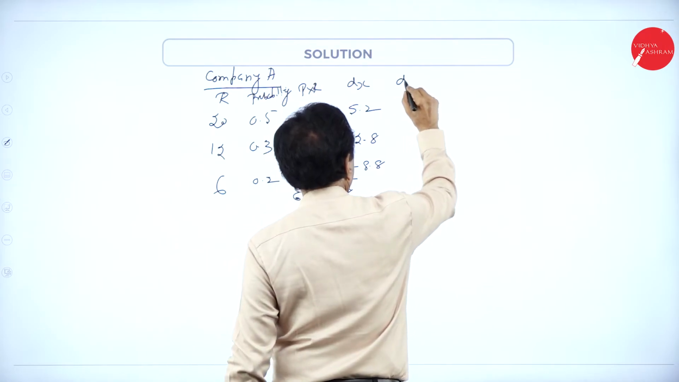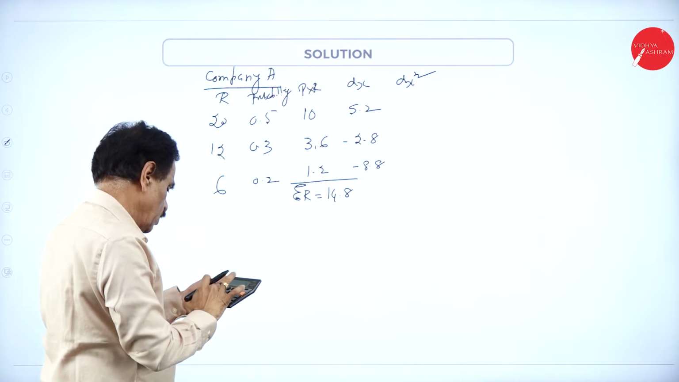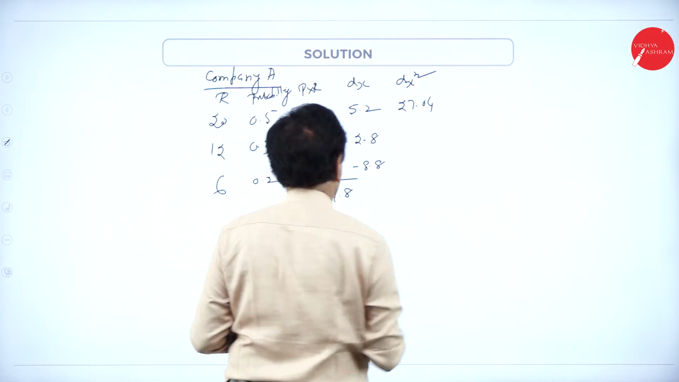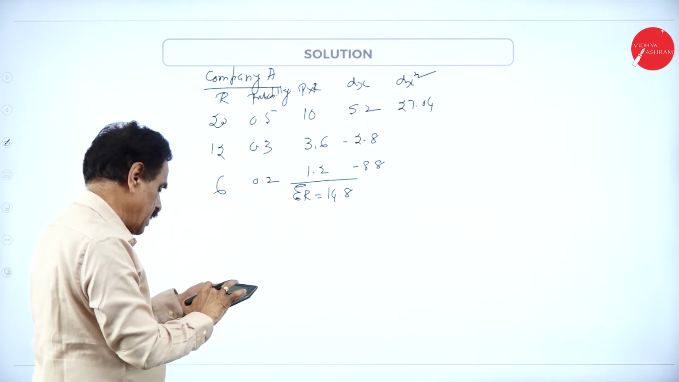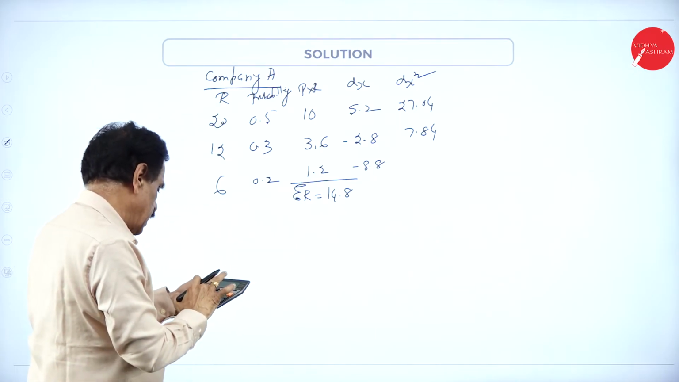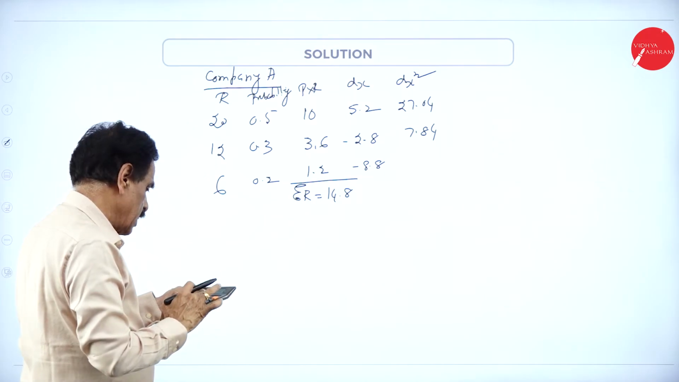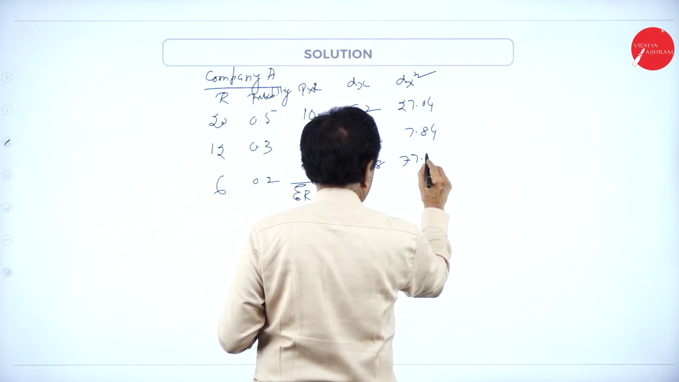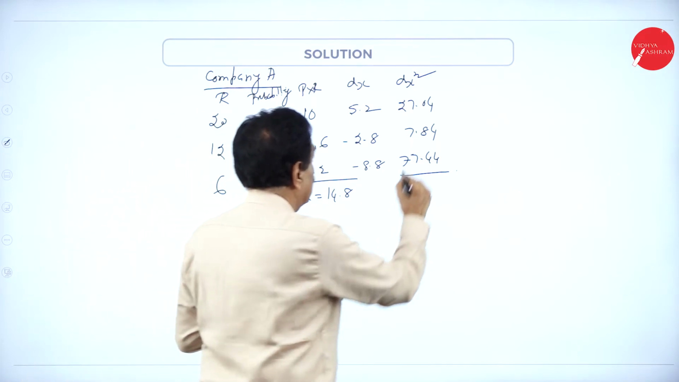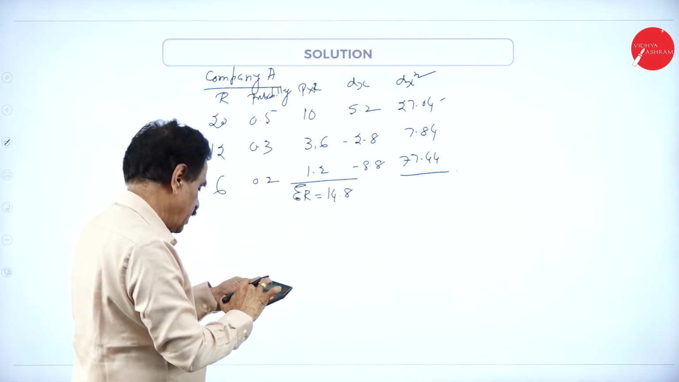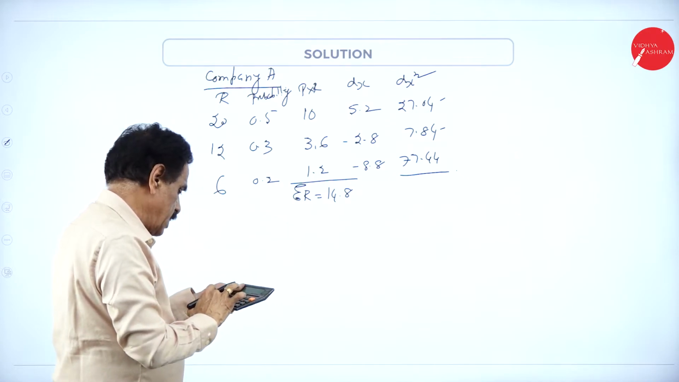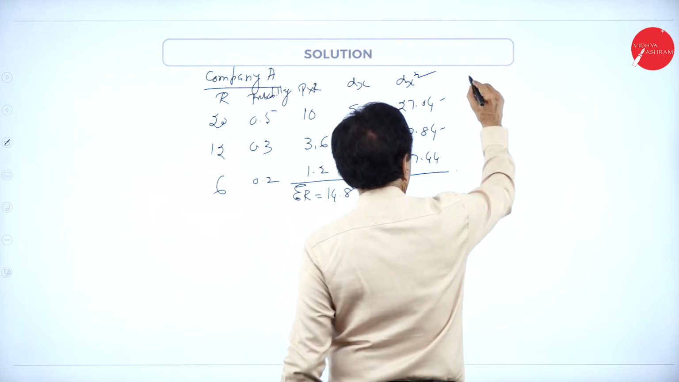Square of this, dx square. 5.2 into 5.2 is 27.04. Then 2.8 into 2.8 is 7.84. 8.8 into 8.8 is 77.44. We'll go once again. 5.2 into 5.2 is 27.04, correct. 2.8 into 2.8 is 7.84, correct. 8.8 into 8.8 is 77.44.